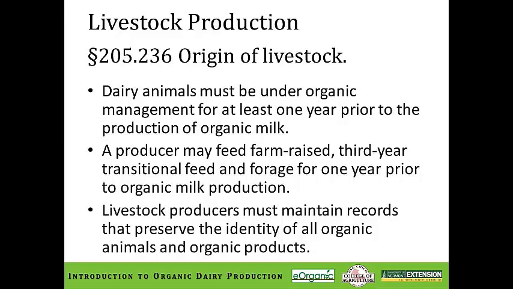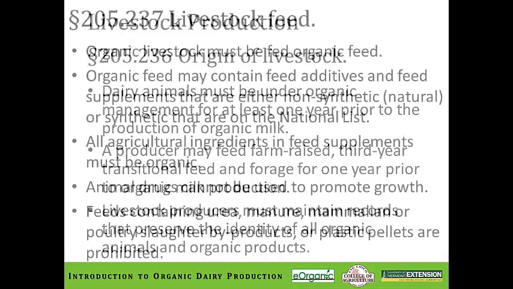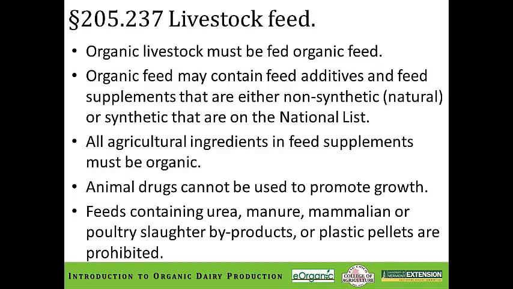The Origin of Livestock section also requires that livestock producers maintain records that verify the identity of all of the organic animals and all of the products from those animals. Again, that's a section that should be studied in more detail, both for the transition process and for the renewal certification process for farms once they're already certified. We're going to move now into section 205-237 on livestock feed.